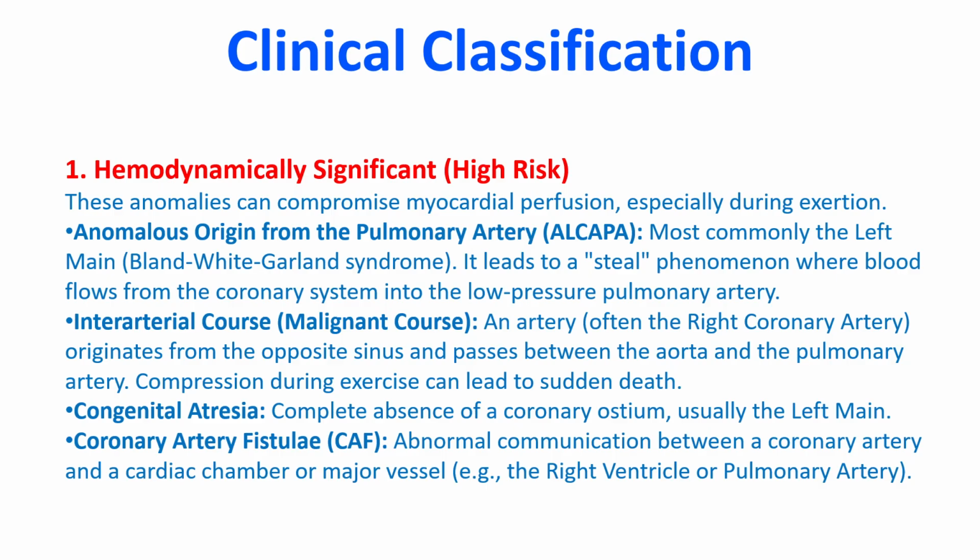Interarterial course, malignant course. An artery, often the right coronary artery, originates from the opposite sinus and passes between the aorta and the pulmonary artery. Compression during exercise can lead to sudden death. Congenital atresia, complete absence of a coronary ostium, usually the left main. Coronary artery fistulae, abnormal communication between a coronary artery and a cardiac chamber or major vessel. Example, right ventricle or pulmonary artery.